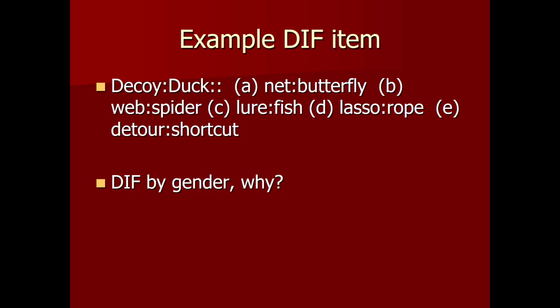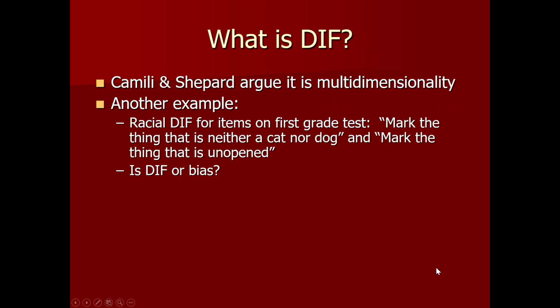And I mentioned something earlier, but I think this example makes clear what we mean when Camilli and Shepard talk about DIF as multidimensionality. I think it's important to mention that with multidimensionality, we're not talking about a secondary factor that would come out in a factor analysis. If you were to factor analyze a bunch of items, you wouldn't usually see a clear factor come out as a second factor and say that's where the DIF comes from.